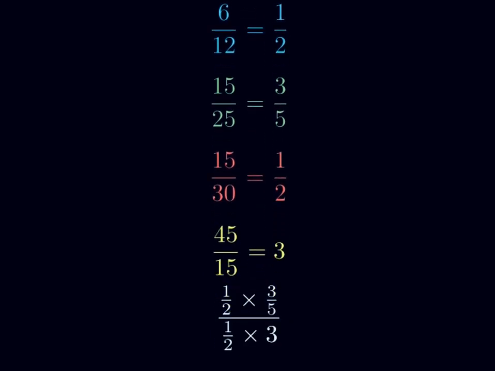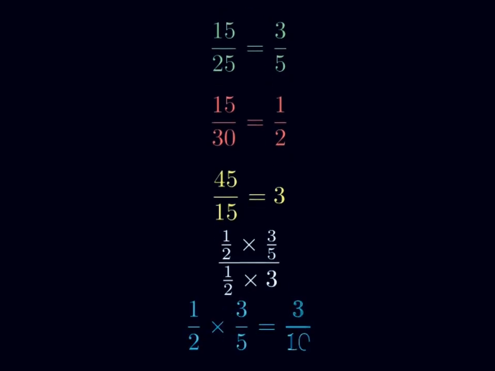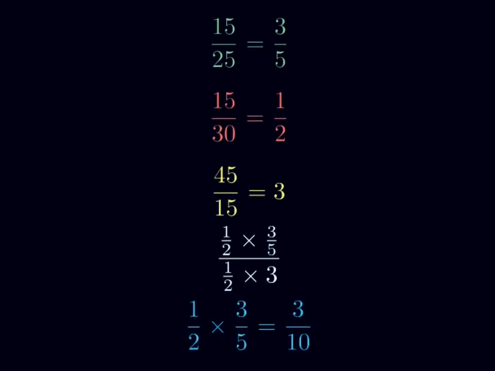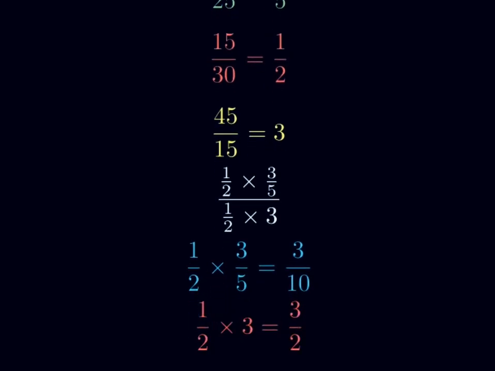Now, let's rewrite our expression with these simplified fractions. In the numerator, we have 1/2 times 3/5, and in the denominator, we have 1/2 times 3. Let's multiply the fractions in the numerator. 1/2 times 3/5 equals 3/10. In the denominator, 1/2 times 3 equals 3/2.